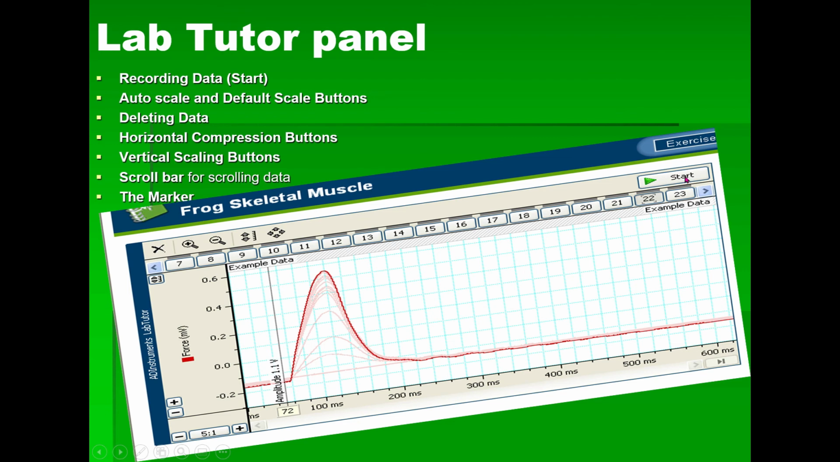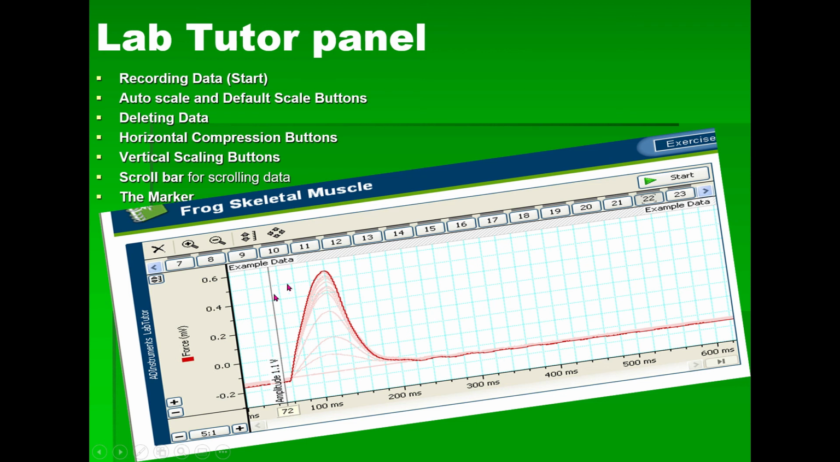Here you can see this is the start button, and this is one of the experiments on the frog skeletal muscle. Whenever you click the start button, a particular amount of current that we have already set will be delivered to the muscles of the frog. When the current or stimulation is given to the muscle, the muscle will contract, and this force of contraction will be produced.